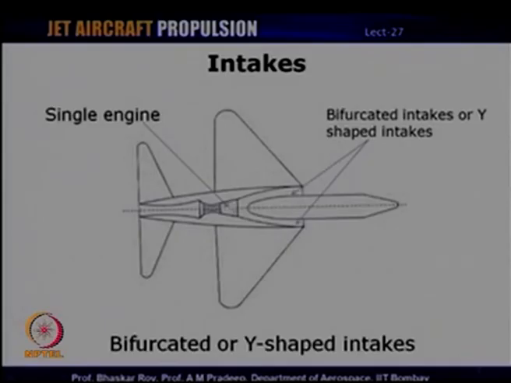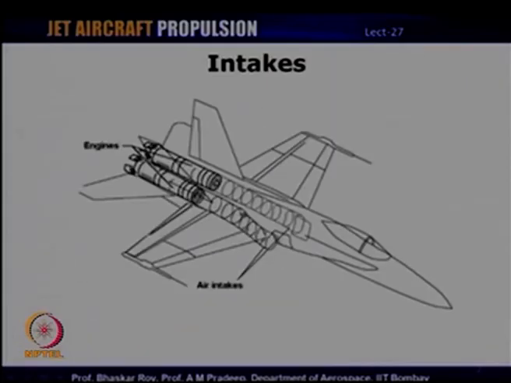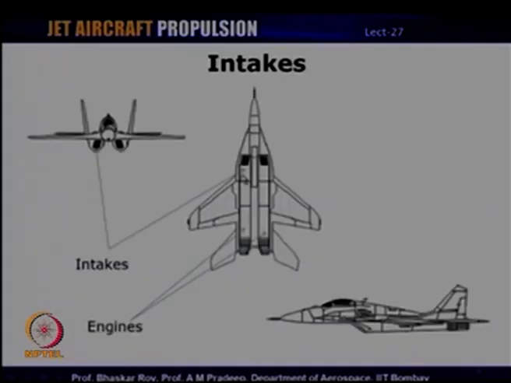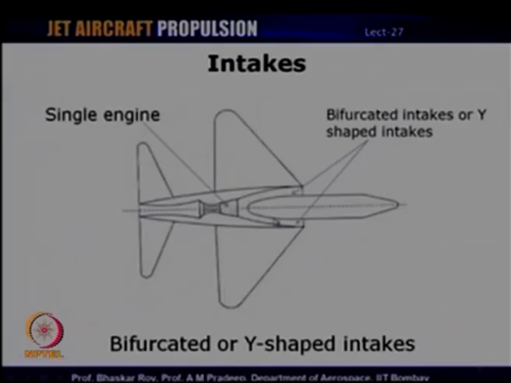So, these types of intakes are also referred to as Y-shaped intakes, because there are two ducts which merge and form a single intake. The first example I showed, wherein you have a single duct feeding into a single engine, is sometimes referred to as an S-shaped intake because of its similarity to the letter S. So, these are usually referred to as S-shaped intakes, these are straight intakes, and these are usually referred to as Y-shaped or bifurcated intakes.